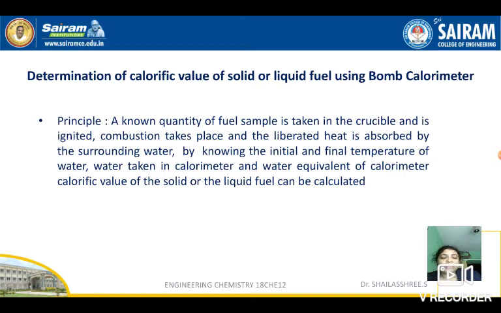Very simple. In the bomb calorimeter, a crucible is there to place the fuel sample. The fuel we are igniting there. When the fuel is ignited, combustion takes place, and it gives out energy, right? So the liberated heat energy is absorbed by the surrounding water. Before the process starts, we have to measure the temperature of the water, and after the process is completed, we measure the temperature of the water again. From the difference in temperature, the mass of the fuel, the water taken and the water equivalent of the calorimeter, we can calculate the calorific value of the solid or liquid fuel.